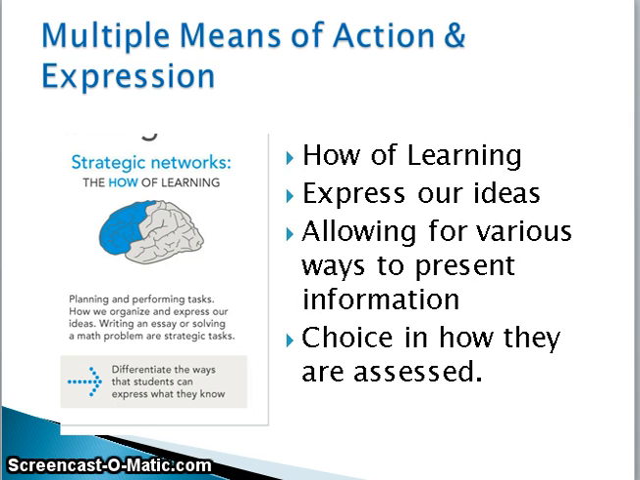The third UDL principle is multiple means of action and expression, and this is associated with the strategic network, which is the how of learning, how we express our ideas. We allow the students to present their information and to show that they understand it in multiple ways. They are assessed in multiple ways, so it's differentiation with the ways that we let students express what they know. So again, this is multiple means of action and how the students learn.